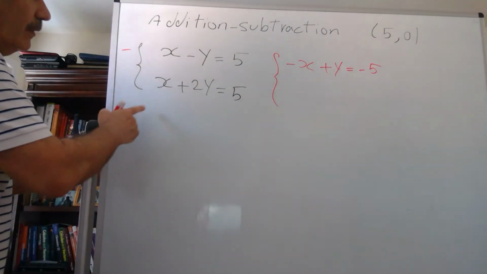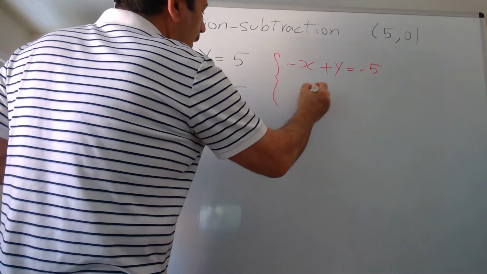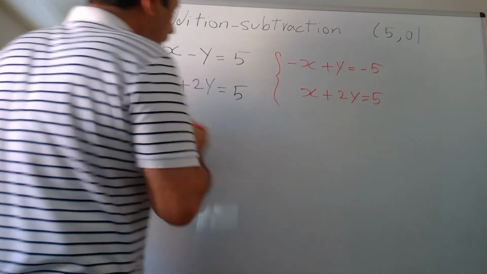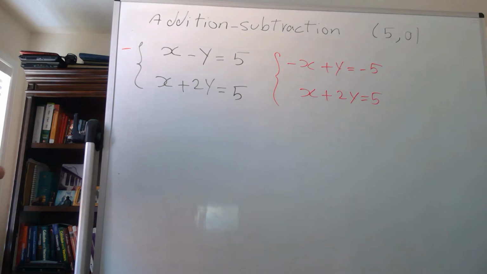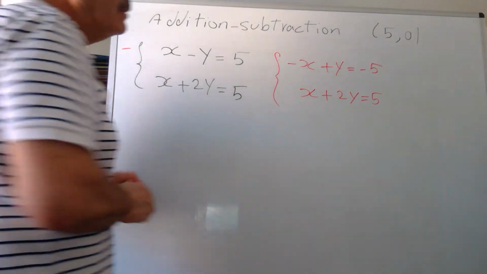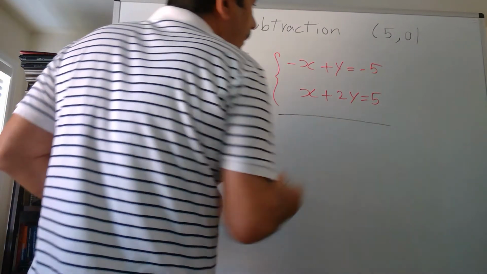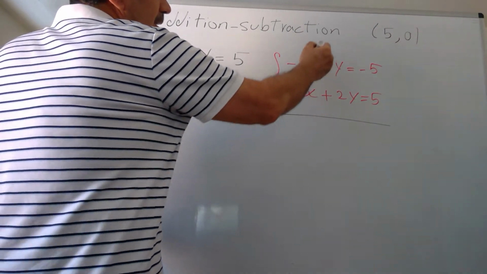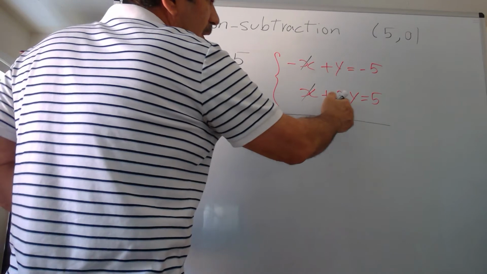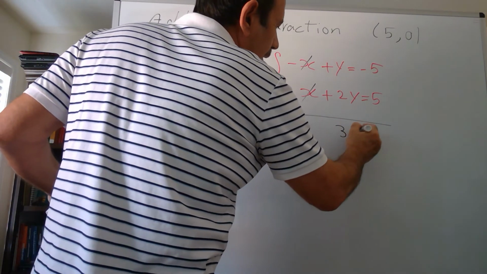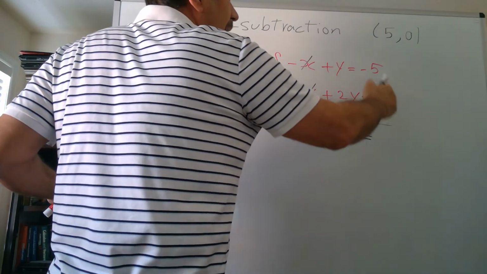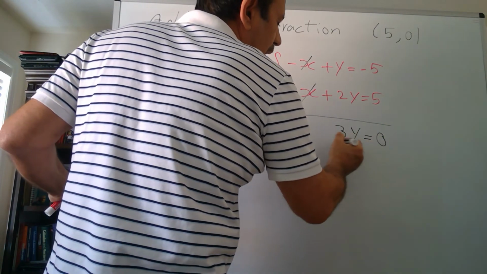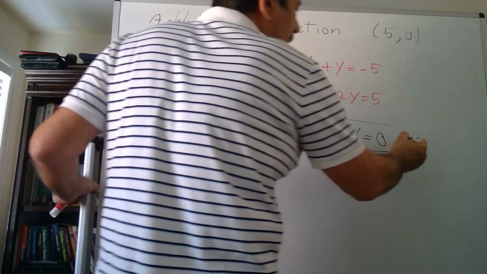Okay, and what about the bottom? x plus 2y is equal to 5. The bottom equation remains the same. Now if we add these two equations, negative x and positive x cancel each other. y plus 2y is going to be 3y, equal to negative 5 plus 5, which is 0. If we divide both sides by 3, then y is going to be 0.